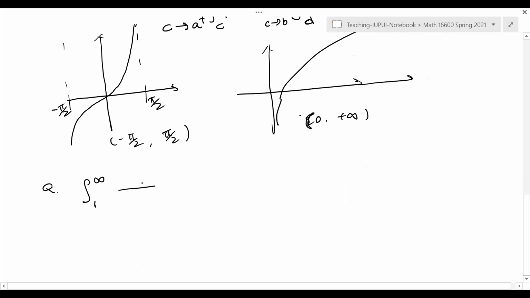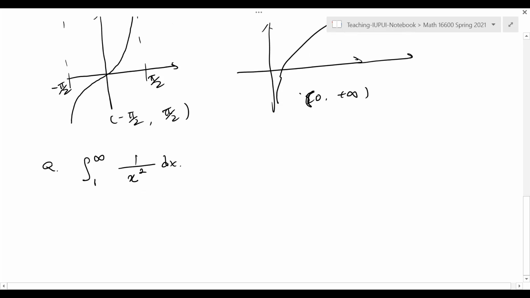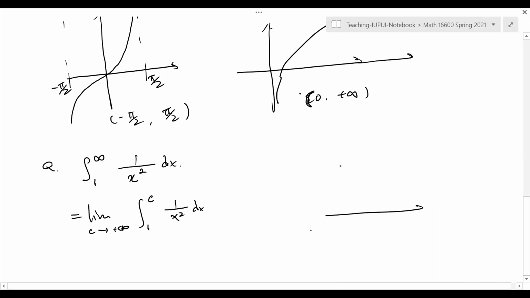Integral from 0 to 1. Okay. Now, what is the geometric meaning of this? Geometry, yeah, when you compute it, right? So first of all, you say c approaches positive infinity, and then the integral from 1 to c of this, right?